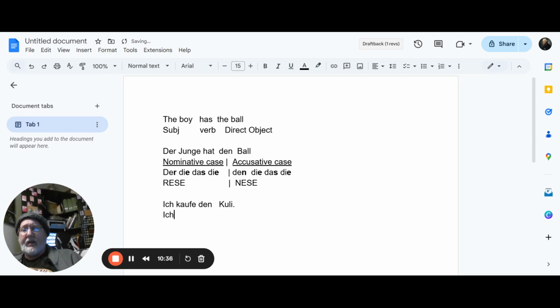Let's buy something else. Ich kaufe. Oh, let's buy something that is feminine. Okay, we're gonna buy something feminine. So we're gonna buy feminine die, and we're gonna buy a school bag. Schultasche. School bag. Okay, I buy the school bag. Notice this is the same as it is in the nominative case. The only thing that changes is the masculine nouns.